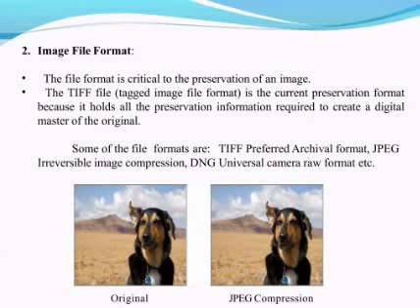Image file format. The file format is critical to the preservation of an image. The TIFF file, tagged image file format, is the current preservation format because it holds all the preservation information required to create a digital master of the original. Some of the file formats are TIFF, the preferred archival format, JPEG, irreversible image compression, DNG, universal camera raw format, etc.